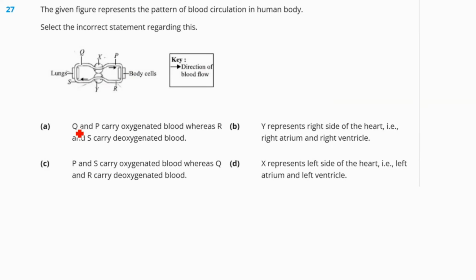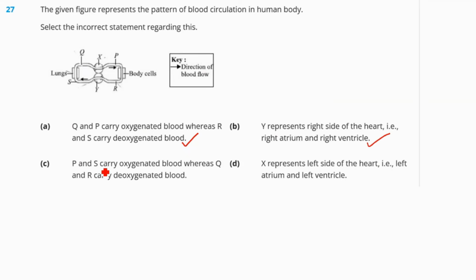Here the option says Q and P carry oxygenated blood. You can see from the lungs the blood is going to Q, then to the heart, then to P. So this is correct. Whereas R and S carry deoxygenated blood. This is a correct statement. Option B says Y represents the right side of the heart. Yes, Y represents the right auricle and the right ventricle. The right auricle receives the deoxygenated blood from the whole body, the blood goes to the right ventricle, and from there it goes to the lungs. This is a correct statement.